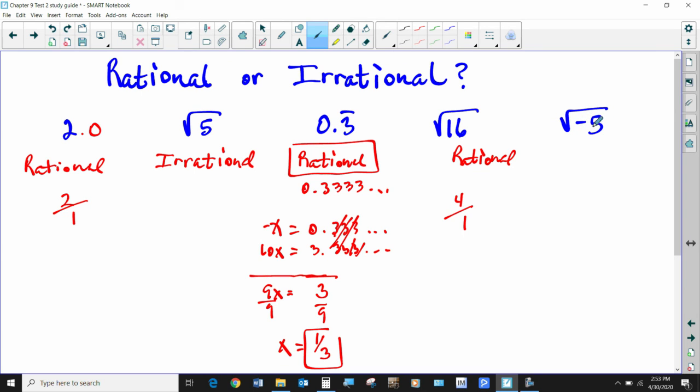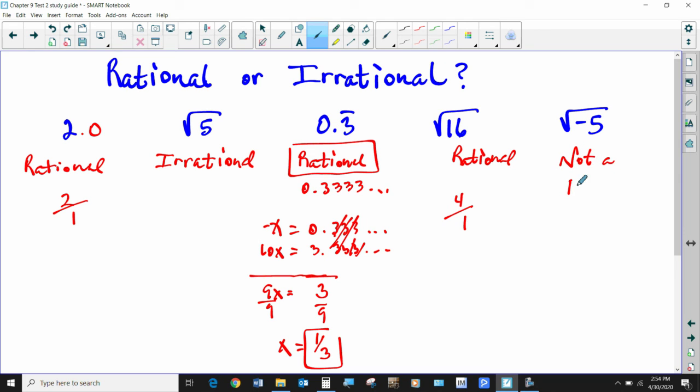Okay. And now this one's a tricky one. The square root of -5, remember the definition of a square root. The square root is any number that you multiply times itself to give you this number for an answer. So what would you multiply times itself to give you -5? I mean, you can't. Anytime you multiply a positive times a positive, you get a positive answer, and a negative times a negative, you get a positive answer as well. So there's no square root that would ever work here.